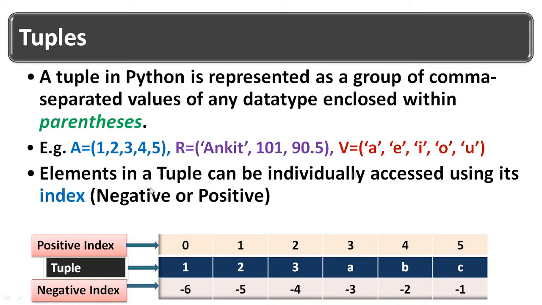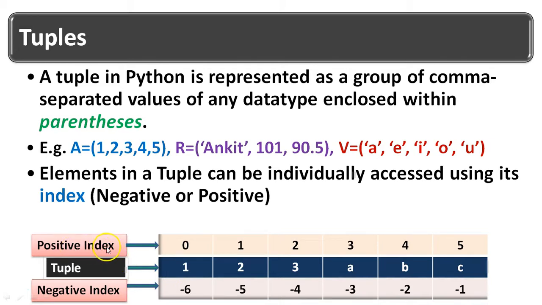Now we talk about tuples. So tuples in Python are represented as a group of comma separated values of any data type, of course, enclosed within parentheses. Parentheses are basically round braces. I have taken a similar example, but the tuple can be individually accessed with an index. Index can be negative and positive. And see, the tuple is like 1, 2, 3, A, B, C. These are the elements of the tuple.